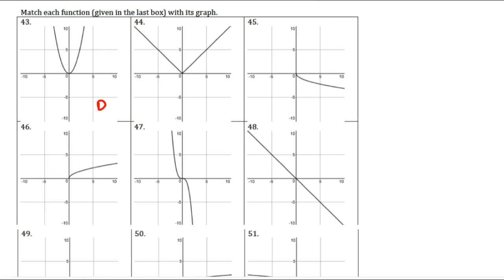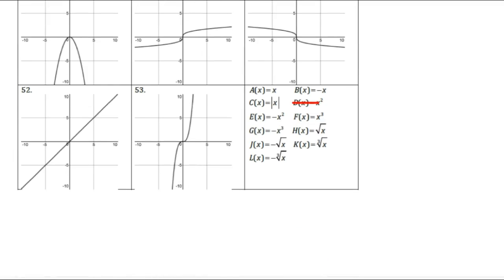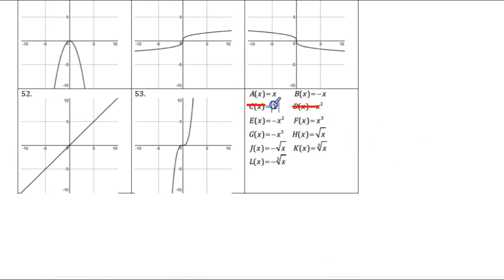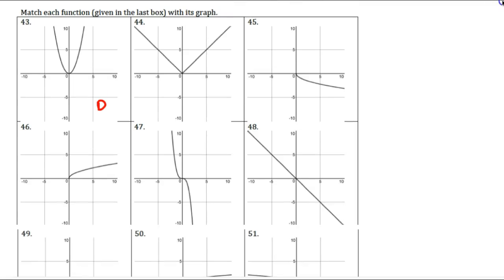This next one I know is an absolute value function. That's that V shape. Our absolute value function is C. So I'll cross that one off and put a C here.